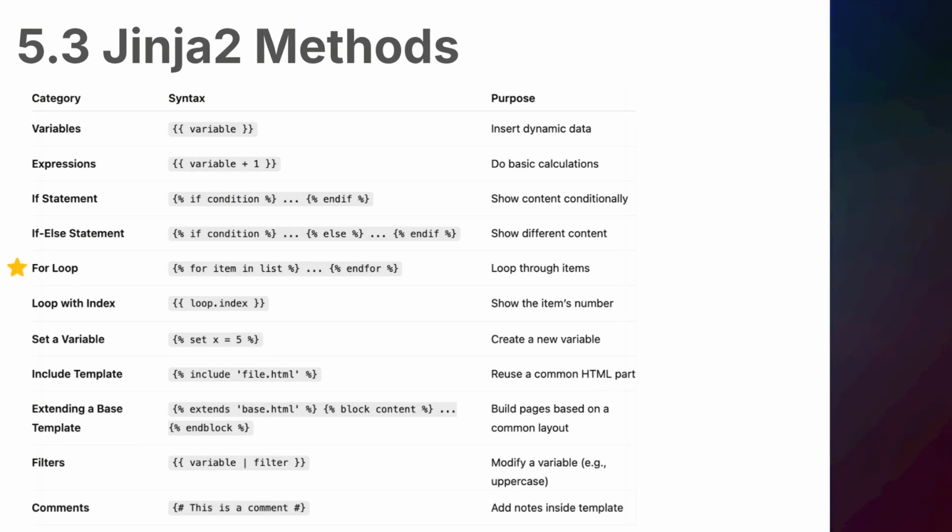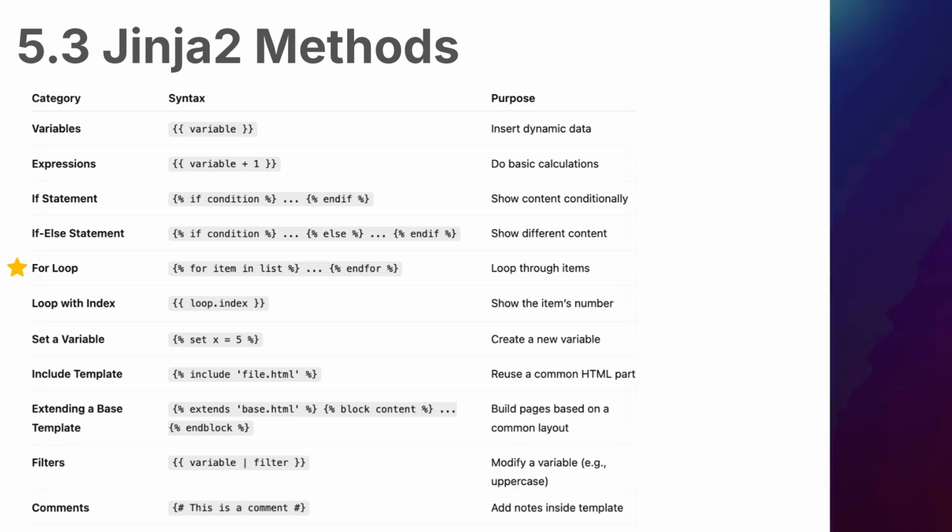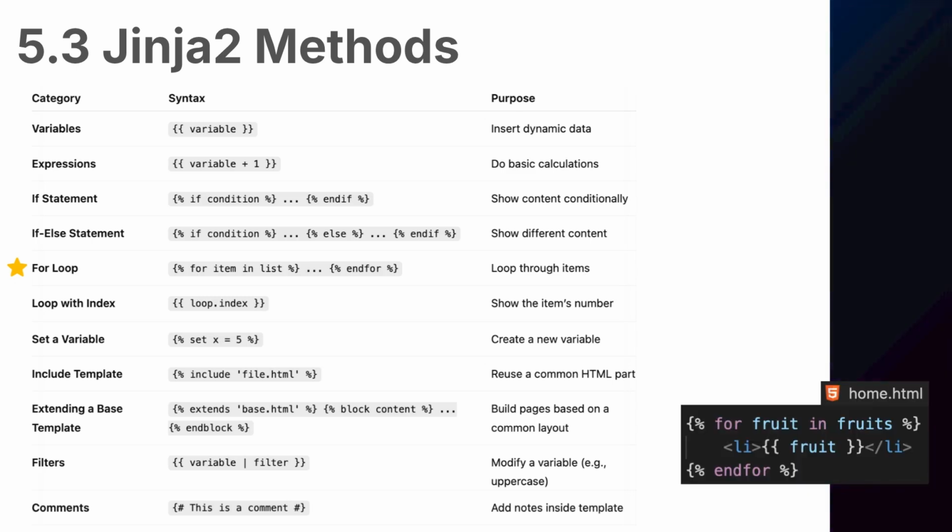Next, for loop. For loop also uses curly braces with percent signs, since this is a logic operation. The for loop ends with endfor. Inside the for loop, it repeats the content for each item in the list. So you need to give it a list. For example, let's say you want to show a list of fruits on your web page. You can use a for loop like this.